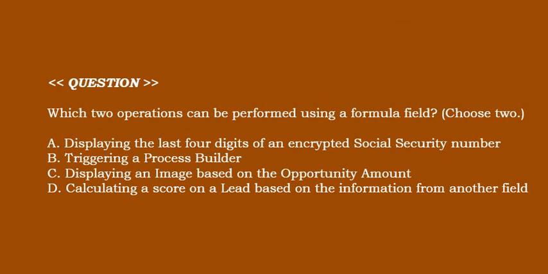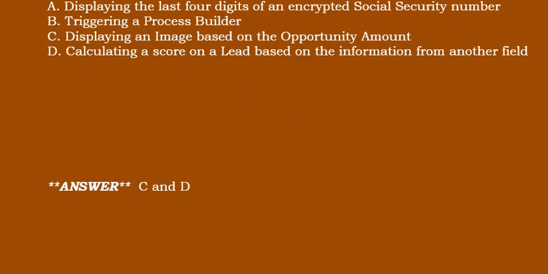Next question is which two operations can be performed using a formula field? Choose two options. Option A. Displaying the last four digits of an encrypted social security number. Option B. Triggering a process builder. Option C. Displaying an image based on the opportunity amount. Option D. Calculating a score on a lead based on the information from other field. Correct answer is option C and option D.